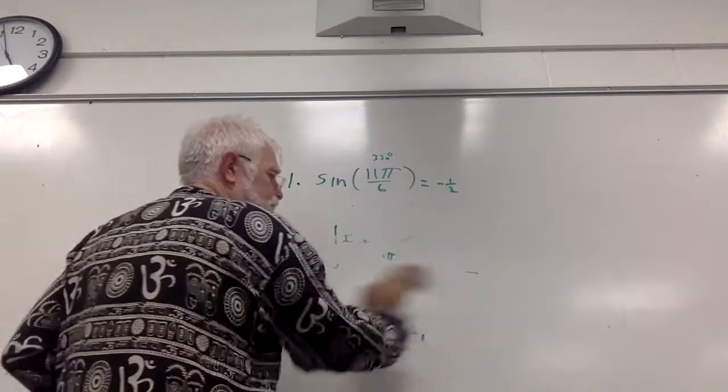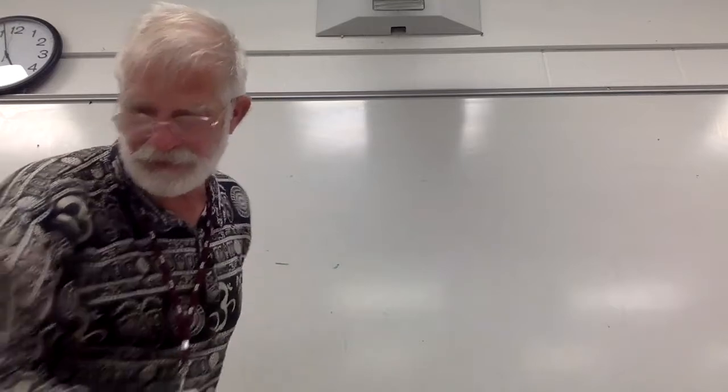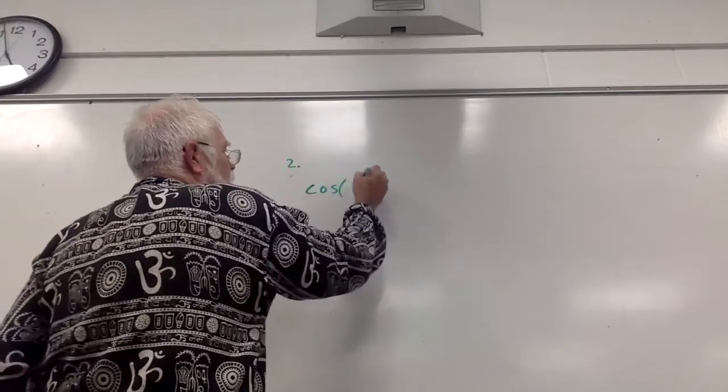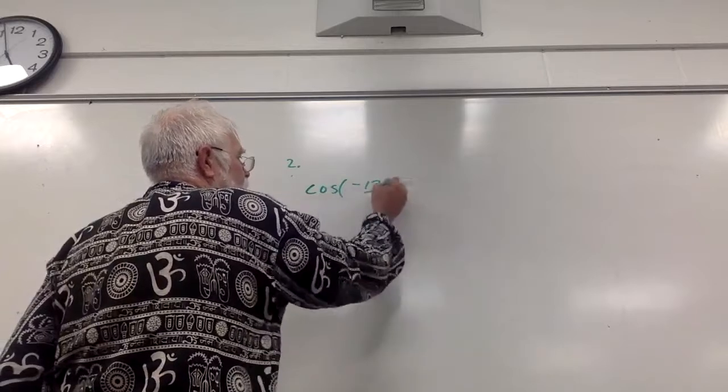All right, number 2. Probably can't do that as much as I'd like because I'll never get out of here. Cosine, number 2, negative 17 pi over 3.